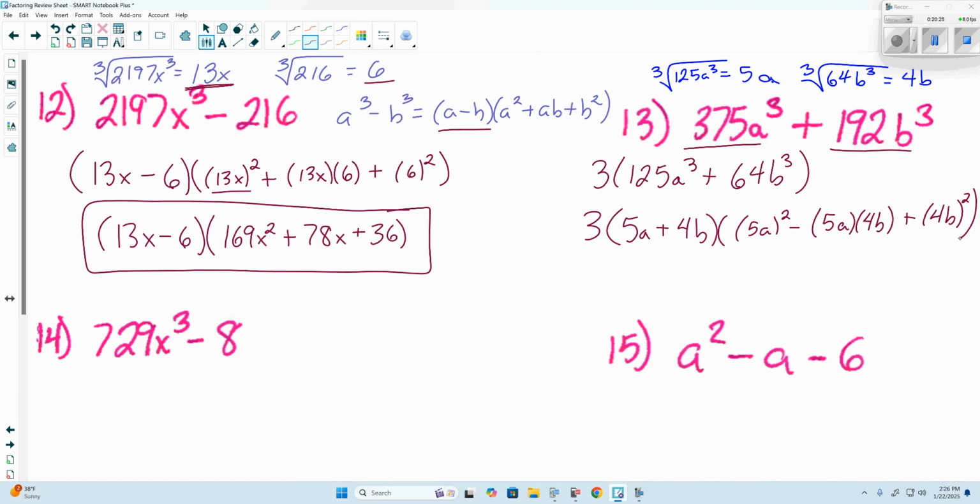I will leave those equations up on the whiteboard. Now the only other thing we have left to do is to simplify this. The 3 has to be there. It's part of the greatest common factor. Our 3 times 5a plus 4b. Now 5a squared, 5 times 5, 25. A times a is a squared. We're just squaring it, we're multiplying it by itself. 5a times 4b, 5 times 4, 20, and then we have ab. Plus our 4b squared. 4 squared is 16, and we have b squared.